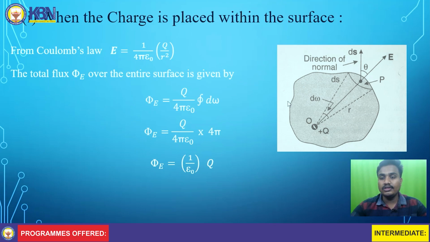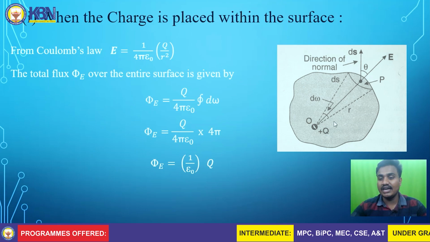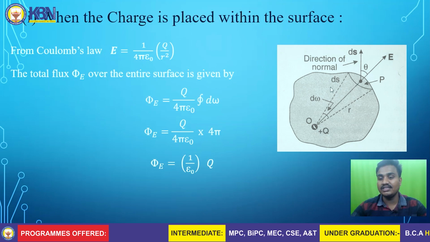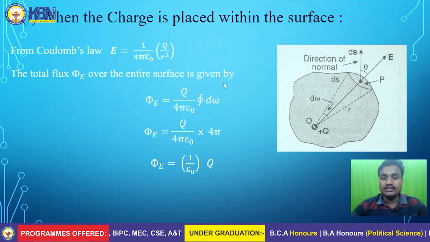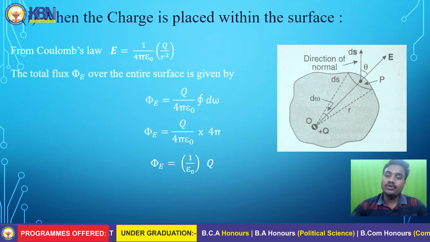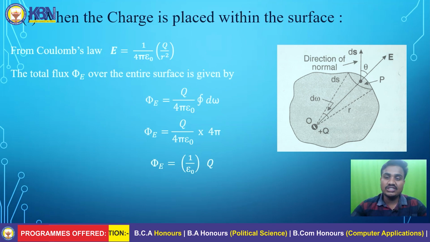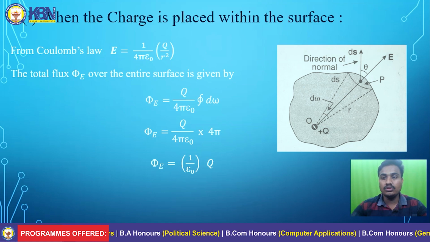Now we are going to see what happens in this case, that is, when the charge is placed within the surface, that too in an irregularly shaped surface. From Coulomb's law we know that the electric field intensity is given by E is equal to 1 by 4 pi epsilon naught times q by r square, where q is the charge, r is the distance between the two charges, and epsilon naught is the permittivity of free space.